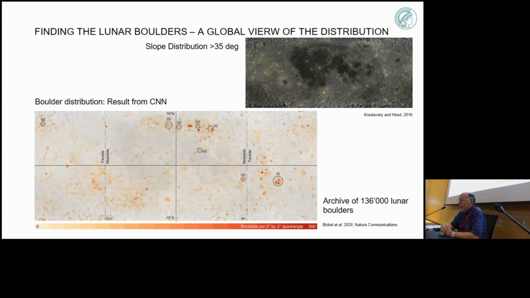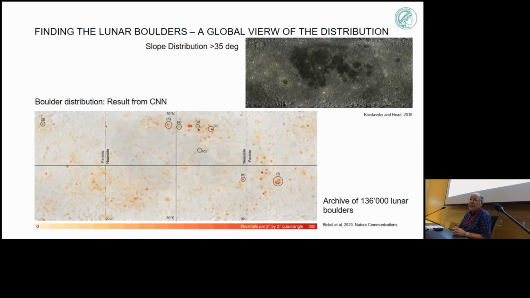And thanks to LRO, we were able, in the framework of a PhD thesis, to produce a map of these rock falls. On the top image you see here from Kreslavsky and Jim Head, an investigation which shows you the slopes of the lunar topography. And you see there are only few places where you have these high slopes, mainly in craters. And so it's not a surprise that we find in this artificial intelligence search the boulders sitting in those craters.